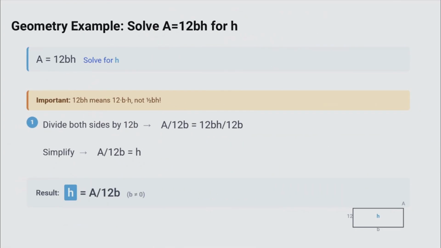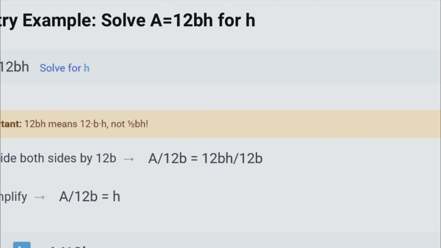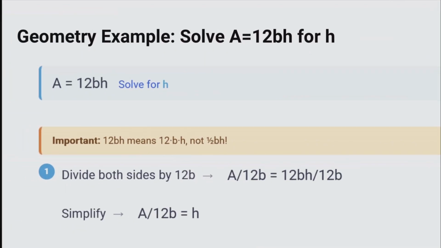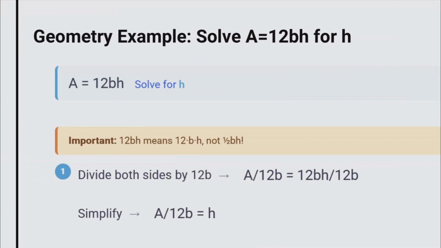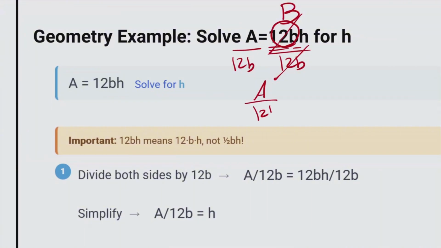Let's see another example. I do have A equals 12 times BH, solved for H. Again, I'm trying to solve that one. As you can see over here, we don't have any fraction, but we do have two coefficients. So we can get rid of both of them at the same time, because 12B can be considered as a big coefficient, and we divide both sides by 12B. At this point 12B is going to cancel out this one, and A over 12B is going to be my answer itself.